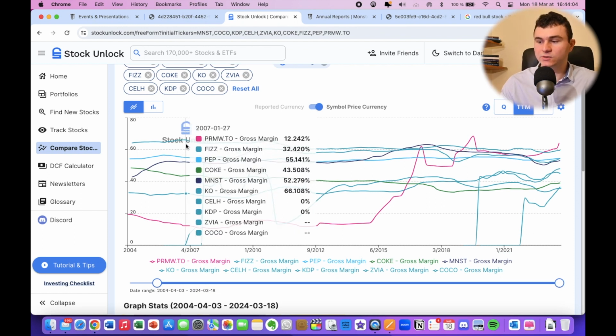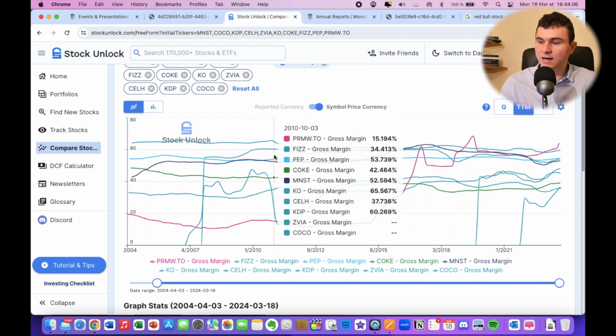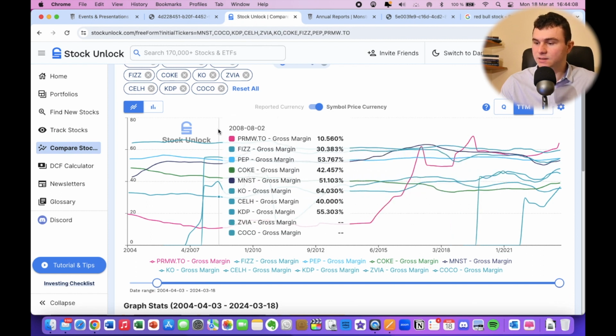What could be really interesting is to see the higher margin businesses. You see what is at 64%, KO. That's the ticker symbol for Coca-Cola. And you can conclude that Coca-Cola has a gross margin which is superior to the competition.